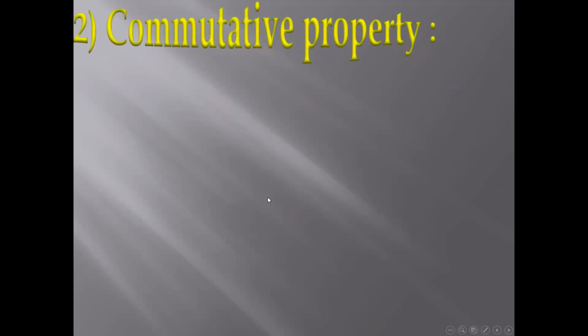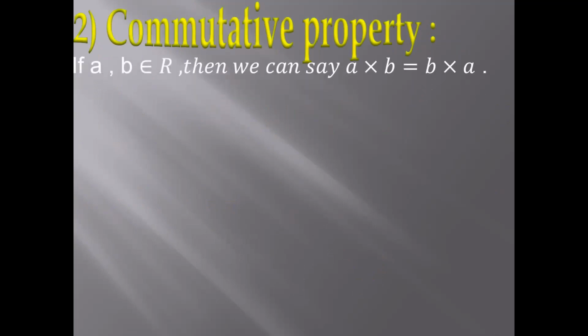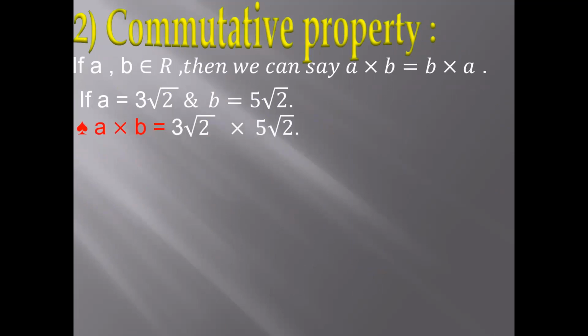Next, commutative property. Here, if A and B belong to R, then we can say A times B equals B times A. Here A equals 3 root 2, B equals 5 root 2. They are multiplying. A times B equals 3 root 2 times 5 root 2 equals 15 times 2, because root 2 all power 2 equals 2. So it will be 30.